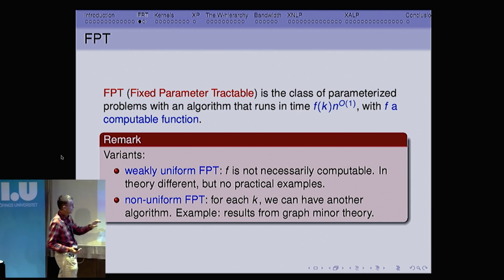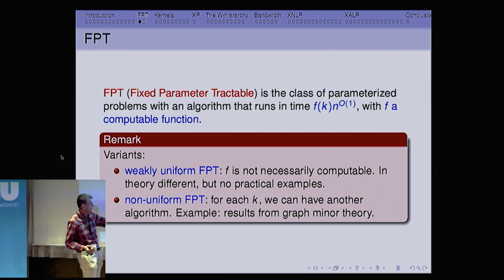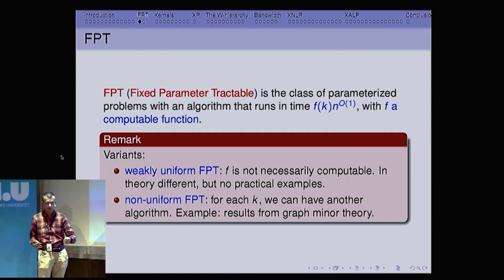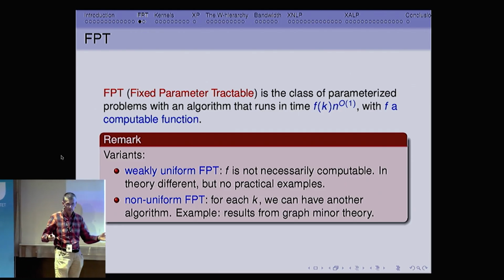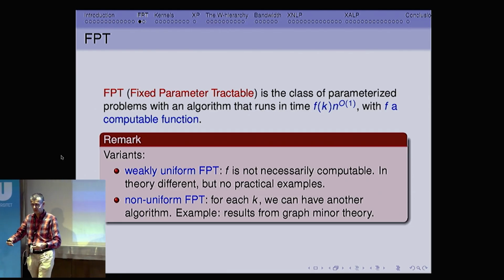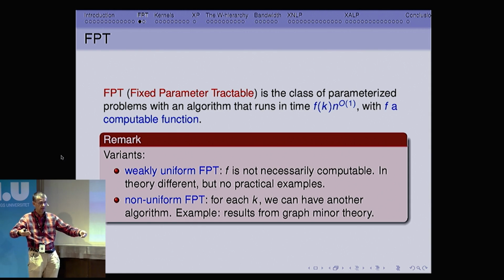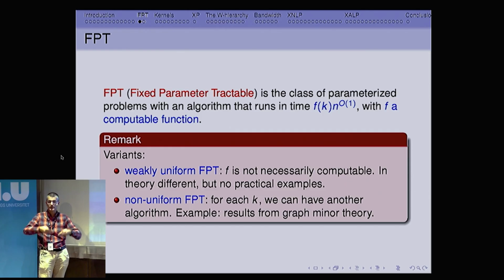But you have another class, non-uniform FPT, where for every k you can have a separate algorithm. And that actually happens in practice. For instance, in graph minor theory, there is a non-constructive proof that there is a finite characterization of your problem for every fixed k. You have a non-constructive proof of a finite characterization, and there is an algorithm that, given this finite characterization, checks whether it holds. So for every k you have an algorithm, but we don't have an algorithm for every k.